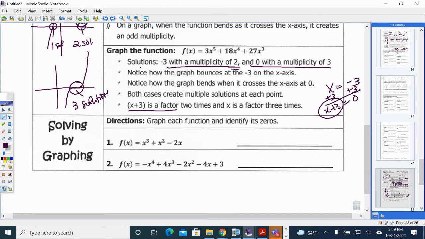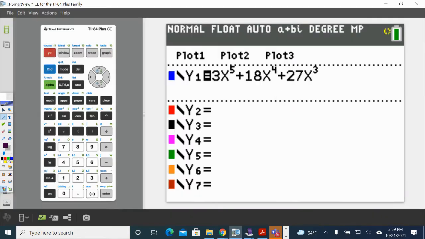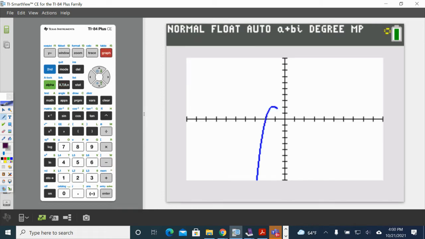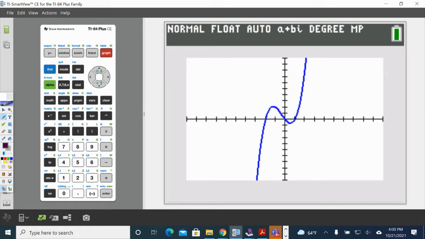So these two examples that we've got here at the bottom of this first page say to graph each function and identify its zeros. So let's look at example number 1, solving by graphing. I'm going to go to my graph, y equal, clear out that old equation, and I'm going to put in x to the third power plus x squared minus 2x, and I'm going to hit graph. So it's a cubic function, and I should see 3 answers, and I see 1, 2, and 3 points where this function hits the x-axis.